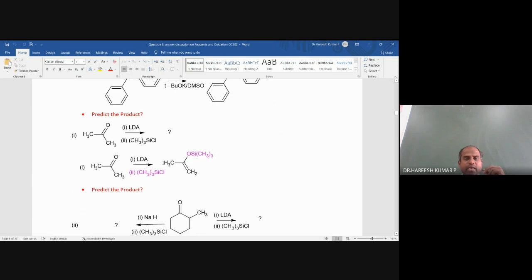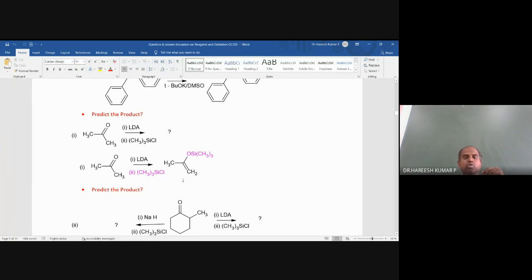So here with this, I'm going for LDA. LDA, you know, is lithium diisopropyl amide. Lithium diisopropyl amide is a strong base, but not a nucleophile. What it will do is only capture the proton and form an anion. That anion can react with the electrophile. So the electrophile may be TMS chloride, or maybe a carbon electrophile, or maybe an electrophile other than carbon.